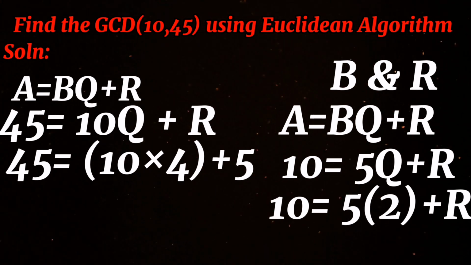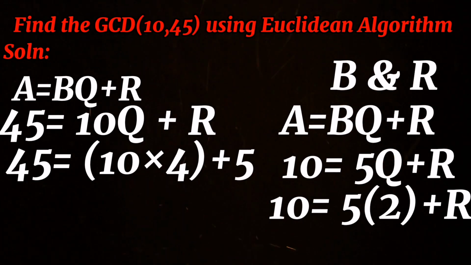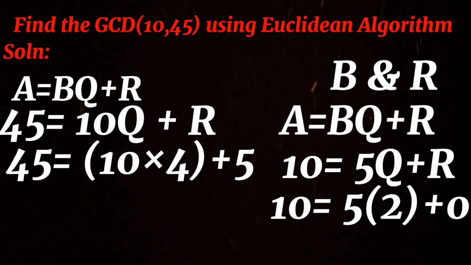How then can we find our r? Since once we find 5 in 10 2 times, there is no remainder, it means our r is going to be equal to 0. Remember earlier I said our r cannot be less than 0, but it can be equal to 0 and it can be greater than 0. So in this instance our r is equal to 0. So now since we found out that the remainder is equal to 0, we are going to take a break.